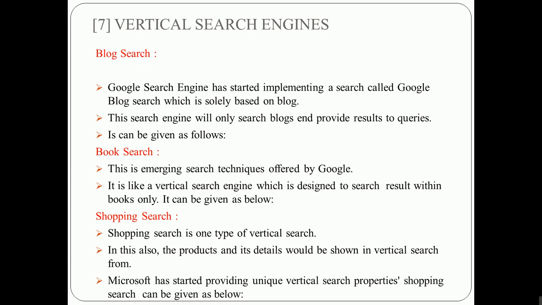The next search is a book search. This is an emerging search technique offered by Google. It is like a vertical search engine which is designated to search results within books only. It can be shown as below.